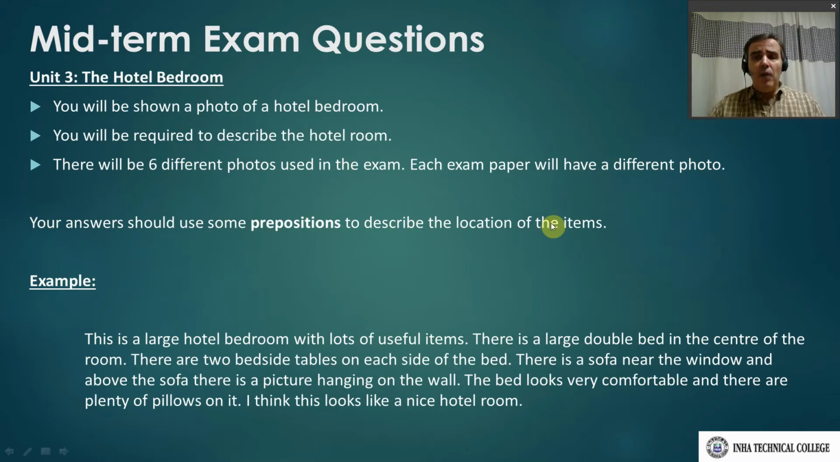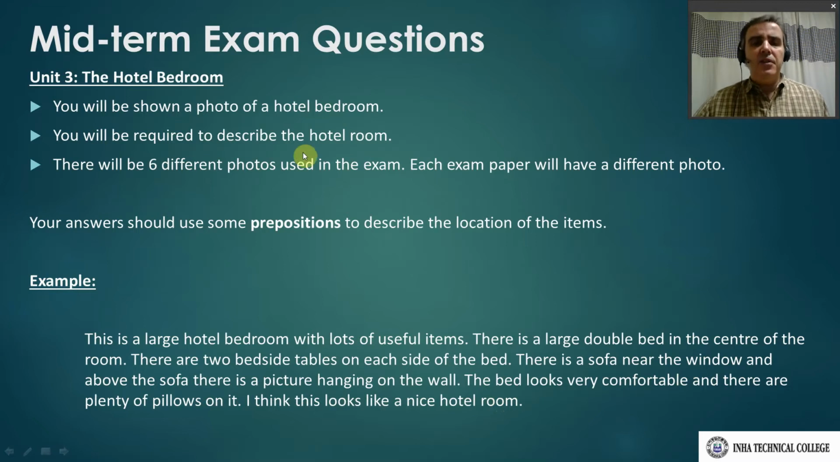Now, you can describe other parts of the rooms. You can maybe describe the colors, or maybe you can describe things that are there. But anyway, here's an example of how you could describe. This is a large hotel bedroom with lots of useful items. There is a large double bed in the center of the room. There are 2 bedside tables on each side of the bed. There is a sofa near the window, and above the sofa there is a picture hanging on the wall. The bed looks very comfortable, and there are plenty of pillows on it. I think this looks like a nice hotel room.